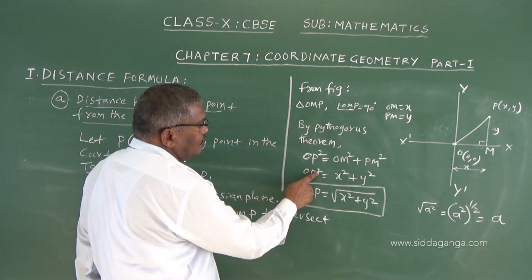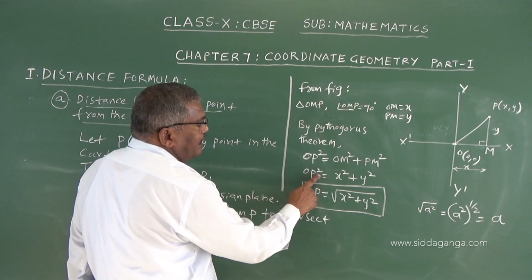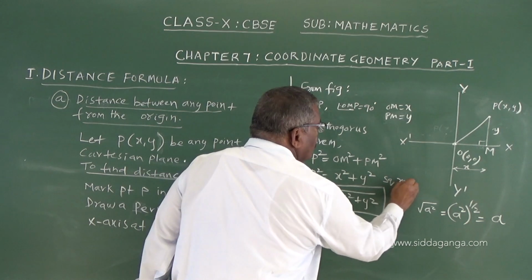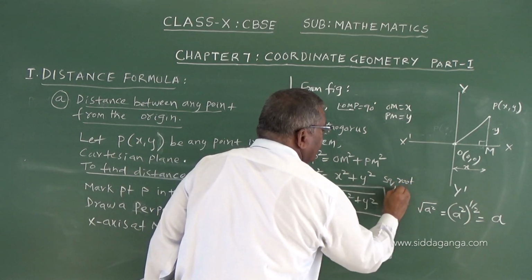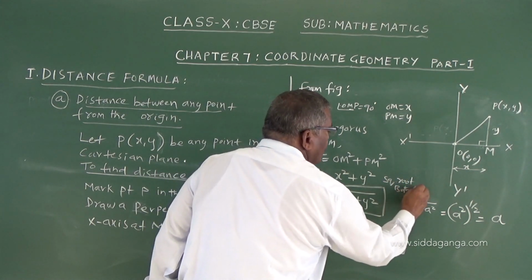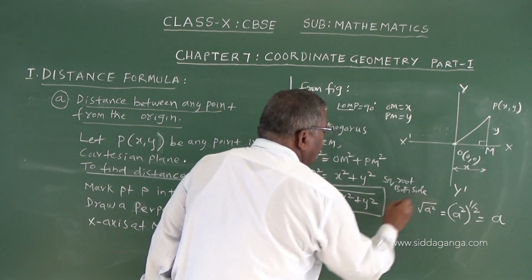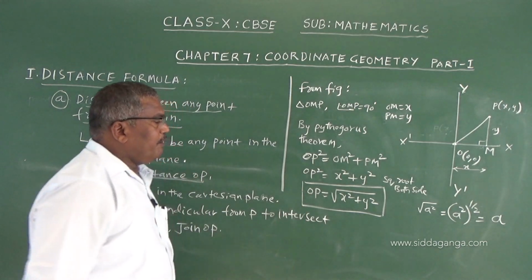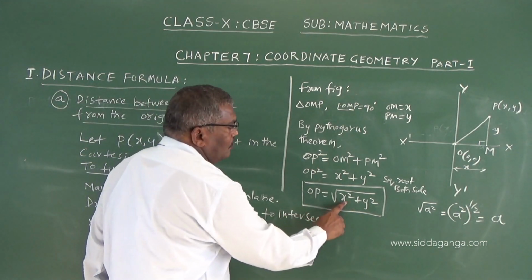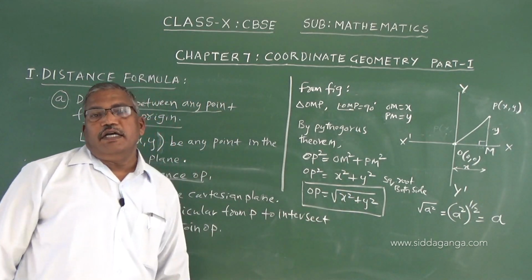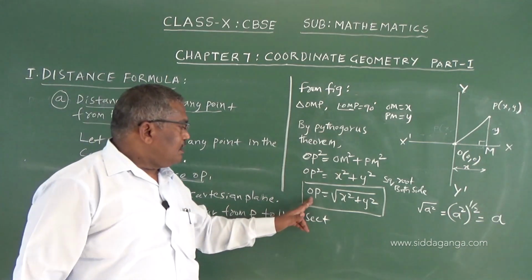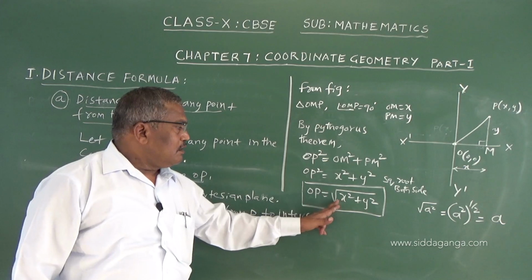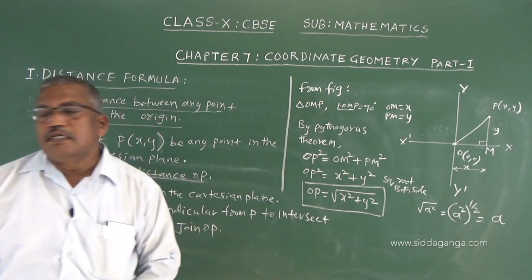Similarly, after taking square root on both sides, the square root and square get cancelled, we will get OP, and here we will get square root of x square plus y square. So this is the distance of any point P from the origin, the square root of x square plus y square.